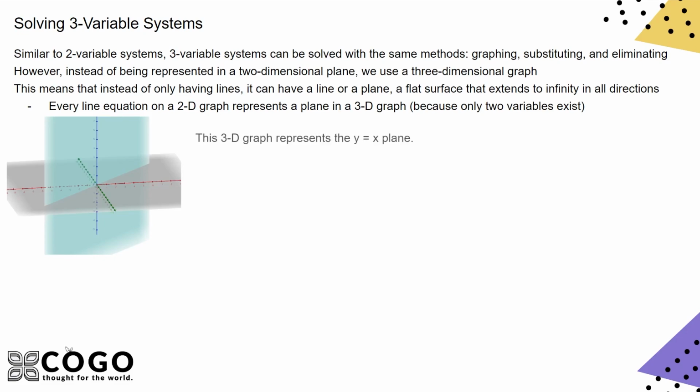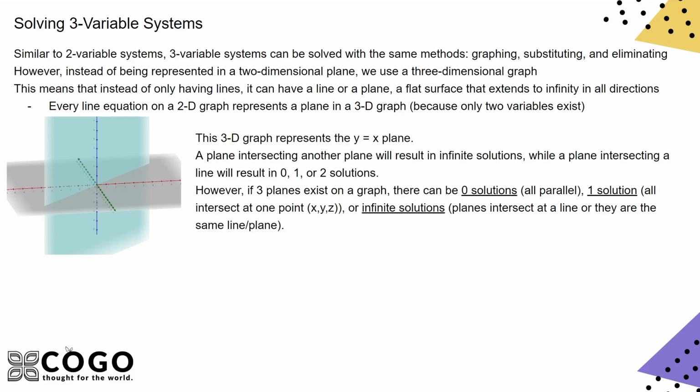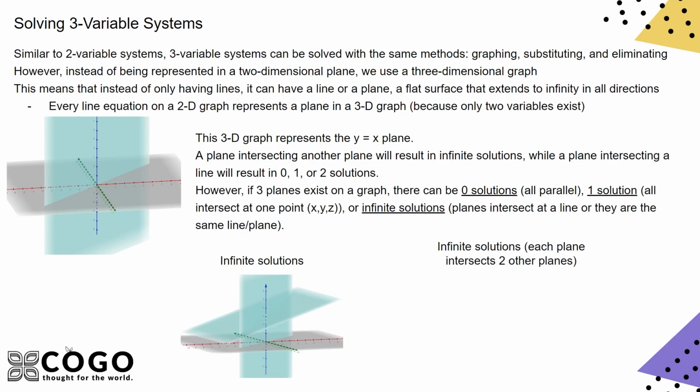This 3D graph represents the y equals x plane. A plane intersecting another plane will result in infinite solutions, while a plane intersecting a line will result in 0, 1, or 2 solutions. However, if three planes exist on a graph, there can be 0 solutions, all parallel; one solution, where all intersect at one point; or infinite solutions, which means planes intersect at a line or they are all the same plane or line.